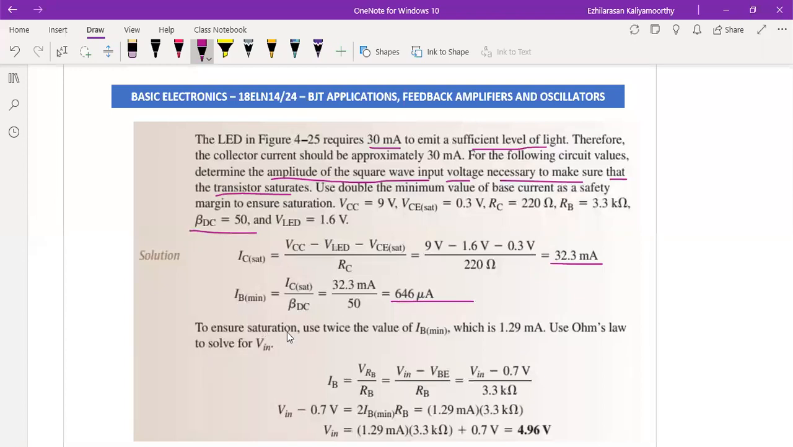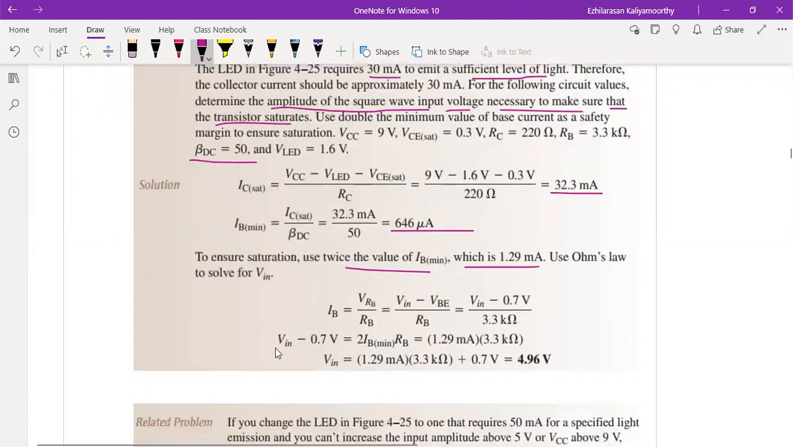Now we need to ensure the saturation. We use twice the value, because the question says to use double the minimum value of base current as a safety margin to ensure saturation. So already IB minimum is 646 microampere. Double that will be 1.29 milliampere. Now you use Ohm's law to solve for the input voltage. To calculate the input voltage, first find out the base current first.